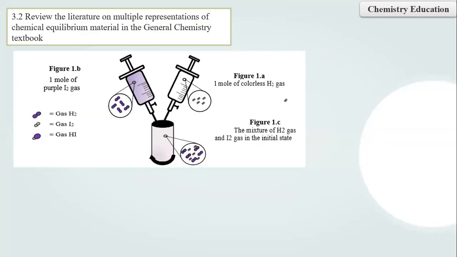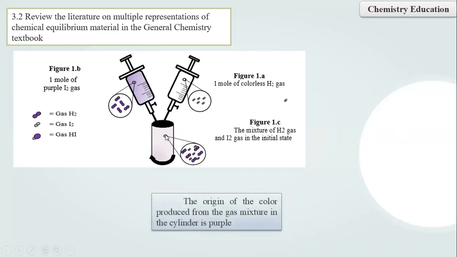In a closed container, hydrogen gas and iodine gas are put into the container at a certain temperature. 1 mole of colorless hydrogen gas reacts with 1 mole of purple iodine gas. Hydrogen gas and iodine gas are put into containers with the same volume and temperature. The color produced from the gas mixture in the cylinder is purple. As shown in Figure C, the purple color is produced because the gas mixture contains iodine gas, which is purple.